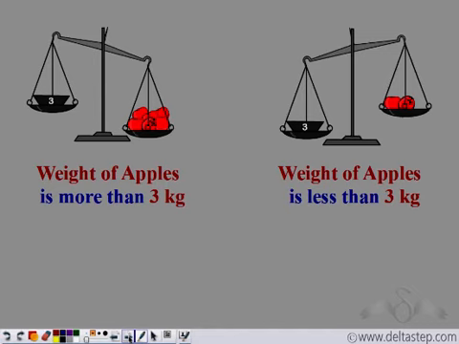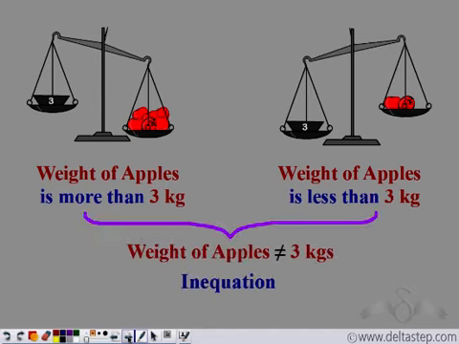So in both the cases, weight of apples is not equal to 3 kgs. Hence, it is an inequation. So if it is not an equation, it is an inequation. Whenever things are balanced or equal, we can represent them using an equal to sign, and that is an equation. When things are not balanced or not equal, then we call it an inequation.